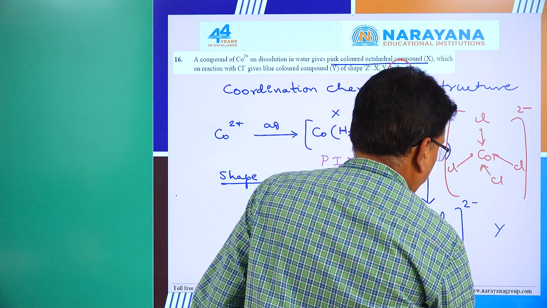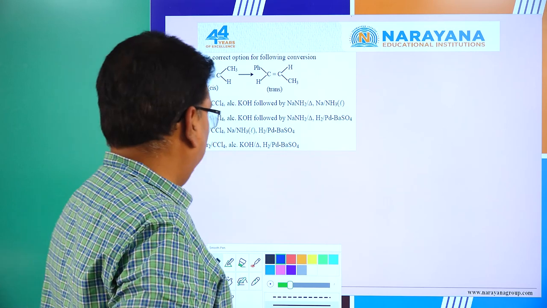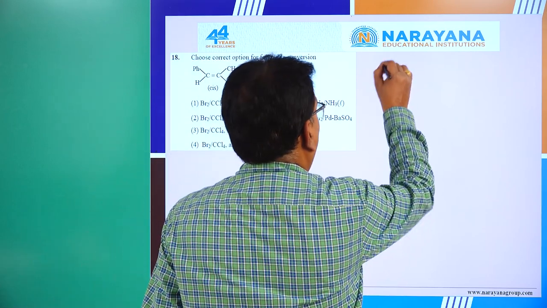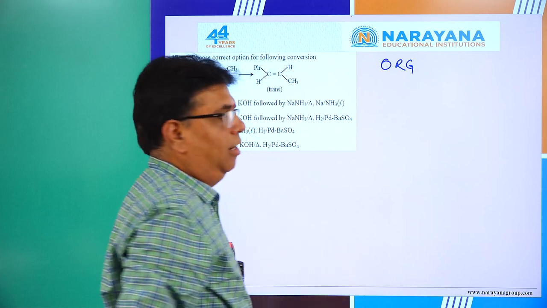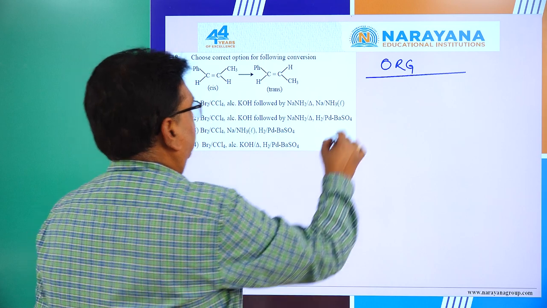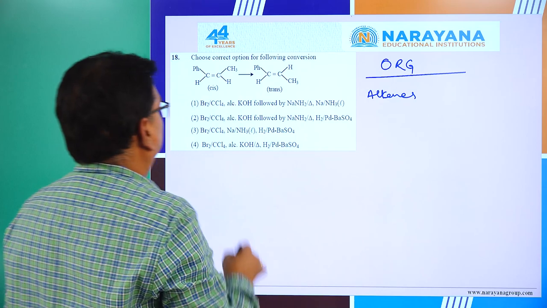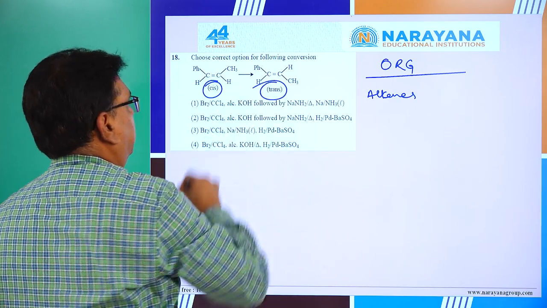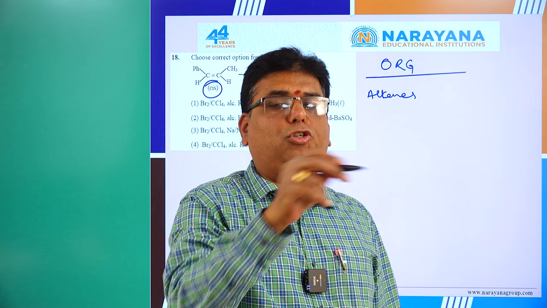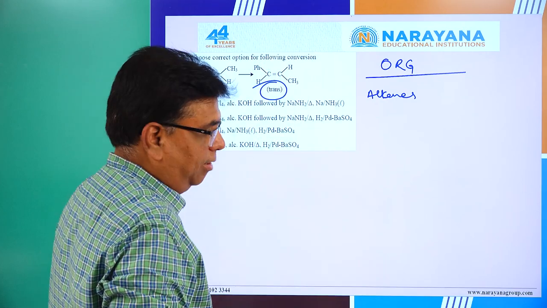Next, 18th question. Yeah, now we got organic. So far we haven't got organic questions. This is about trans addition to alkenes, and in this, based on stereochemistry, meaning geometrical isomerism, the cis form is converted into the trans form. Cis isomer converted into trans isomer, you can see for the given alkene.